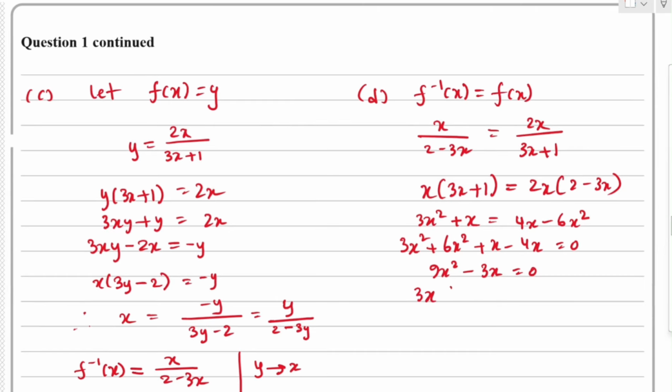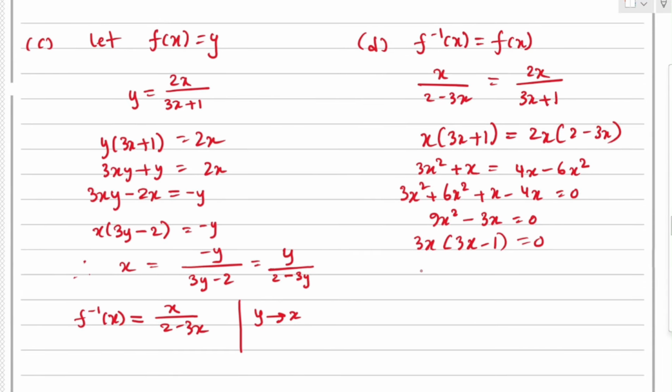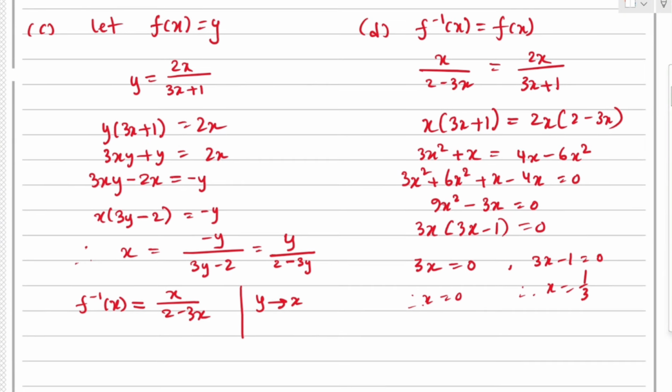We can take 3x common. This will give us 3x into 3x minus 1 equals 0. Now we can say that either 3x equals 0 or 3x minus 1 is equal to 0. So x is equal to 0 or x is equal to 1 by 3. So now these two are the solutions to our equation f inverse x is equal to fx.